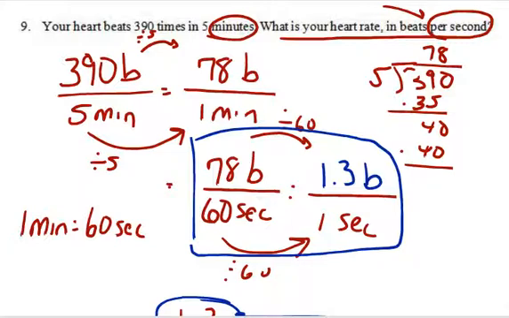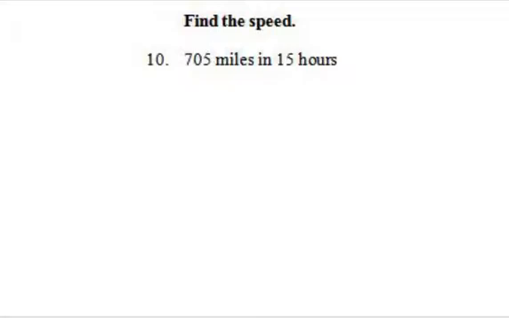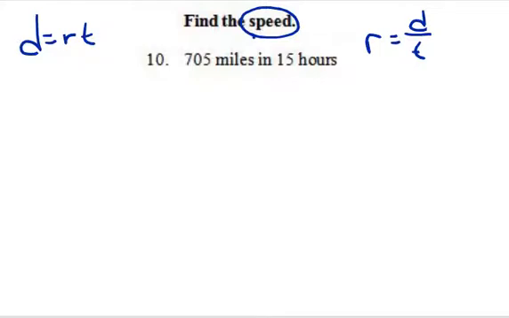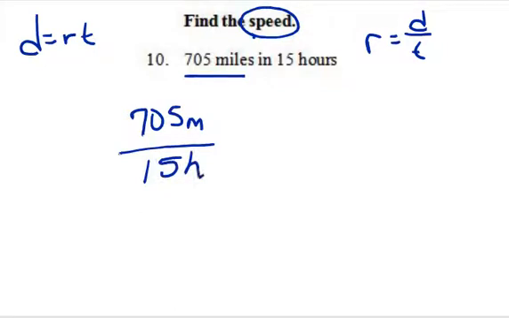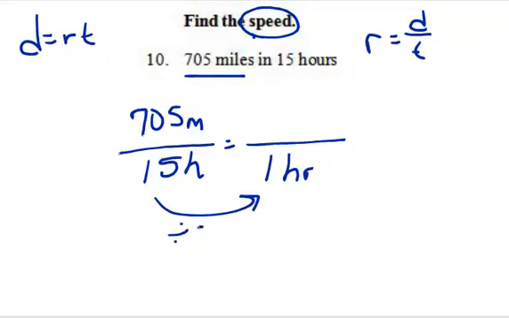Okay, I'm looking for rates and ratios. Moving on, next one. Find the speed. Our two distance formulas. Distance equals rate times time. And rate is a comparison, a ratio of comparison of two different units of measure. In this case, distance over time. So when we're talking rate, we're talking speed. And when we're talking speed, we're talking unit rates. So if it's 705 miles to 15 hours, the question is, well, how many miles per hour is that? Divide top and bottom by 15.